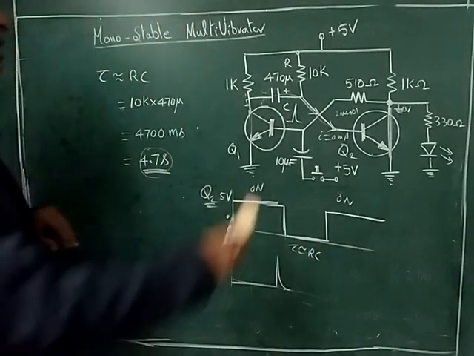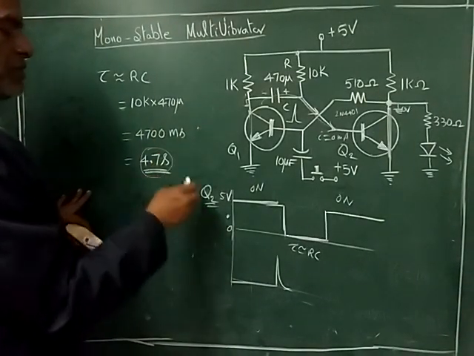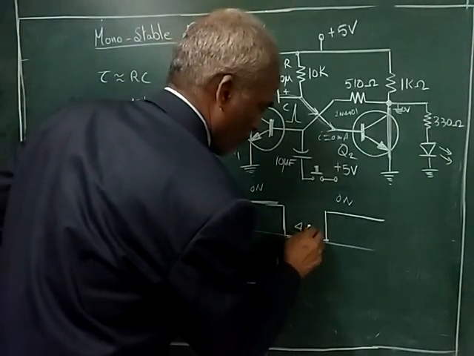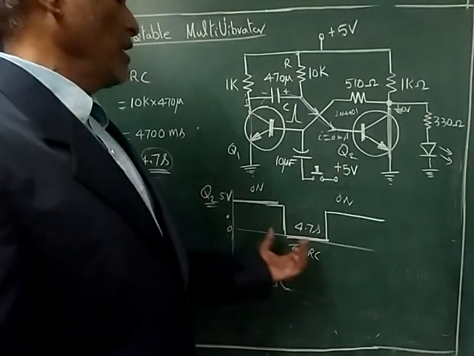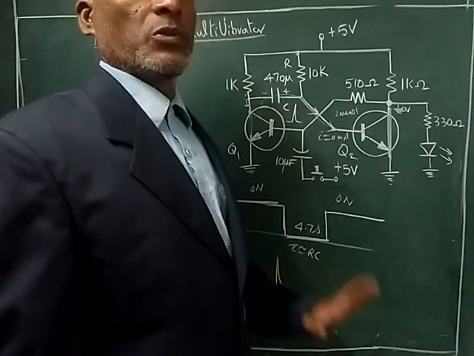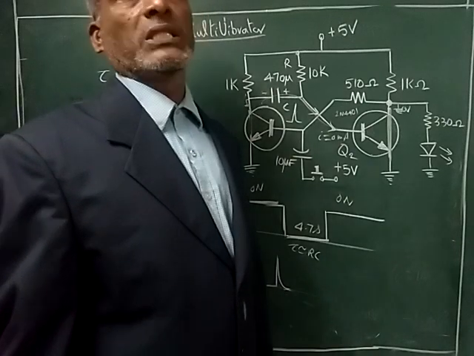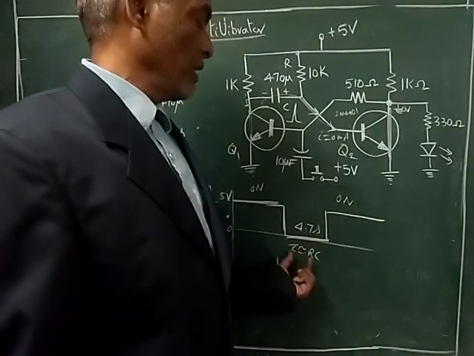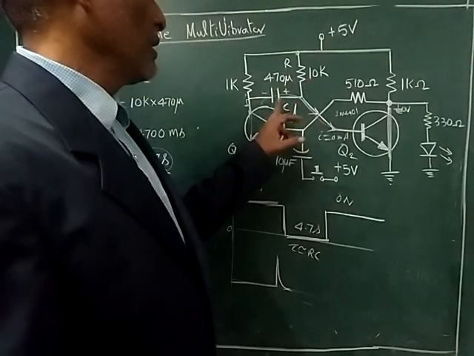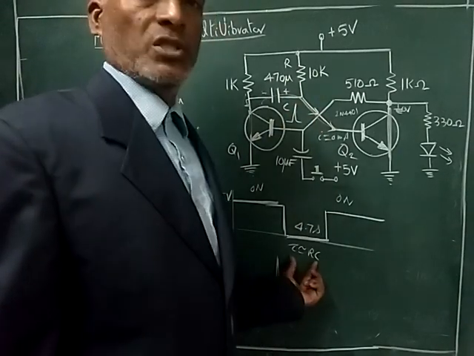So RC is here, R is 10K and C is 470 microfarad. Therefore, you will get 4700 millisecond, which is nothing but 4.7 second. So this will be in 0 for 4.7 seconds, and this state is called quasi-stable state, and once again goes to the stable state. So that's why it is called monostable. Only when you give a trigger, it goes to the quasi-stable state, and the duration is given by tau, which is approximately equal to RC. And I told you the R and C, this is R and this is C. These two are the components responsible for this tau.